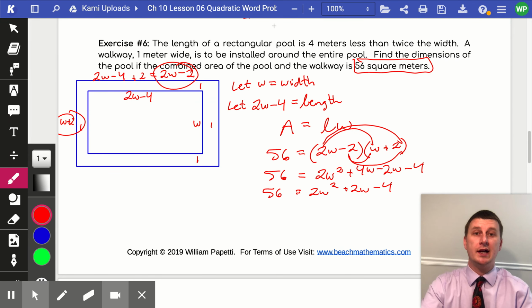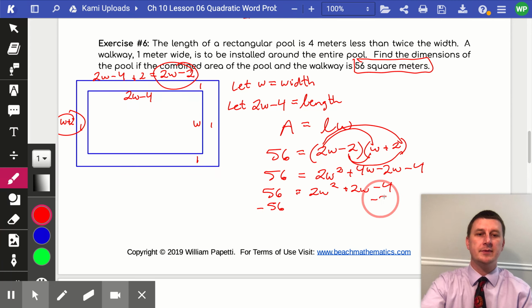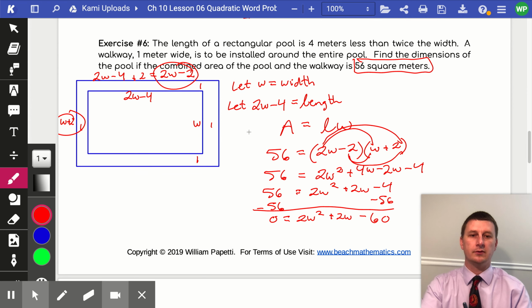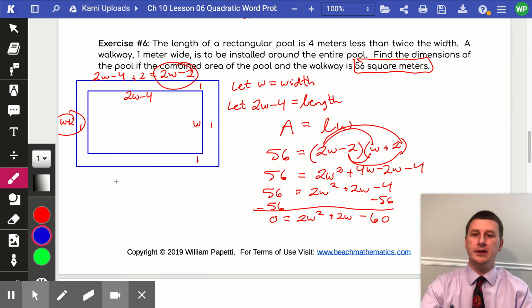Before we can solve any quadratic, the first thing we have to do is move our terms all to the same side and have our equation equal to 0. Now we have 0 is equal to 2W squared plus 2W minus 60. I'm going to rewrite this over here underneath the pool, and we have 2W squared plus 2W minus 60 equals 0.